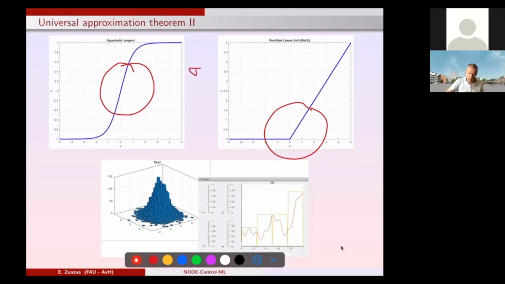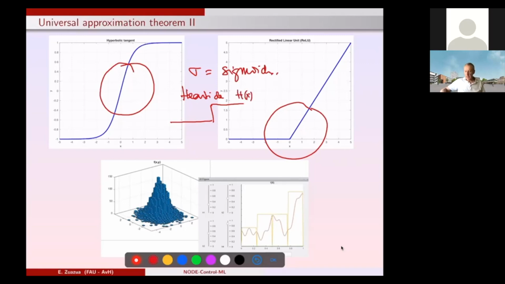These functions are called sigmoids, right? Okay. Sigmoids, in some sense, are all approximations of the Heaviside function, right? We all know the Heaviside function. We know, for instance, that the derivative of the Heaviside function in the context of distributions gives you the Dirac delta, right? So the Heaviside function is the primitive of the Dirac delta, okay?